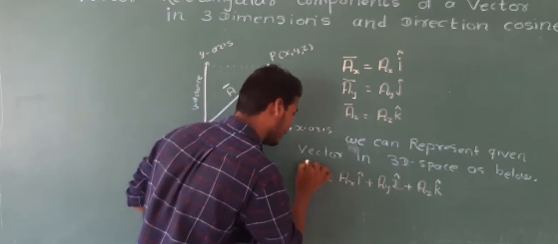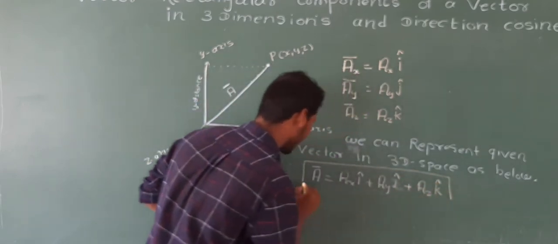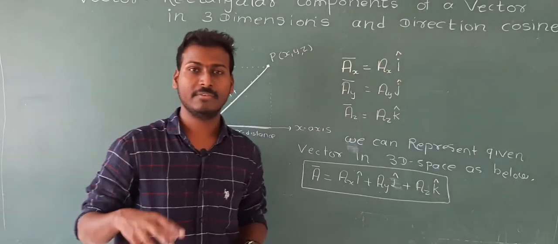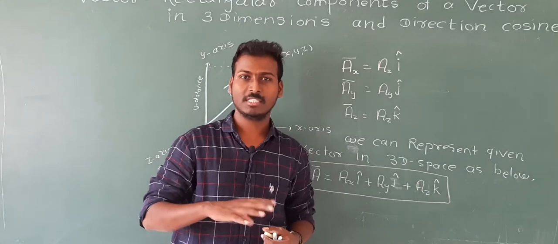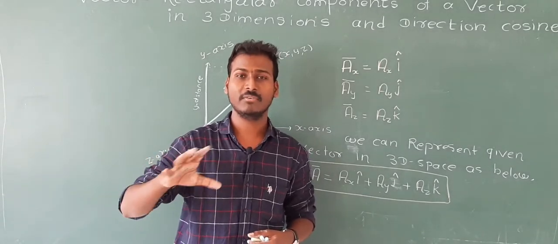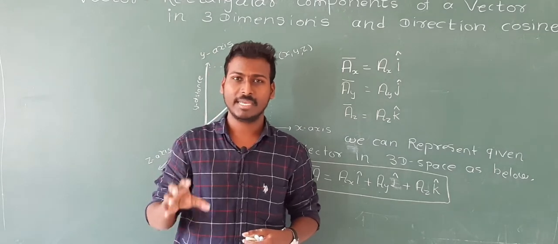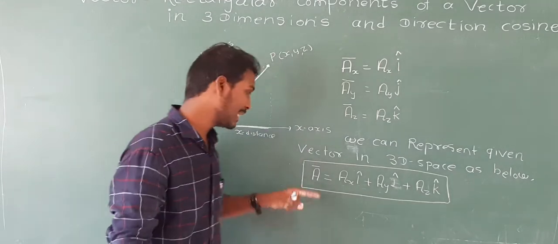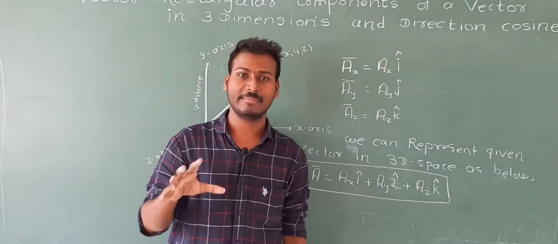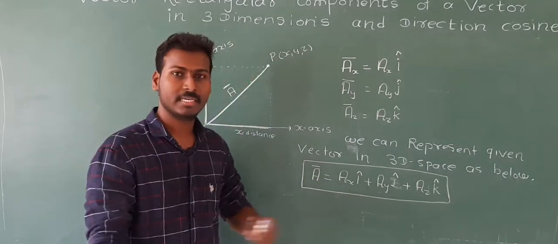This is how we represent a given vector if it is showing displacement or movement in a 3-dimensional space. In a single word, we can represent any vector in a 3D space like this. If it's showing displacement movement in 3 dimensions, then we represent it like this.